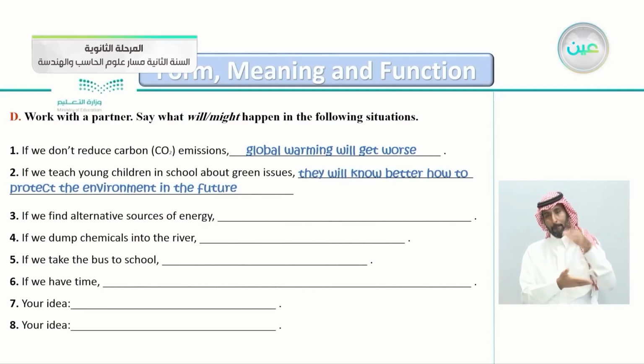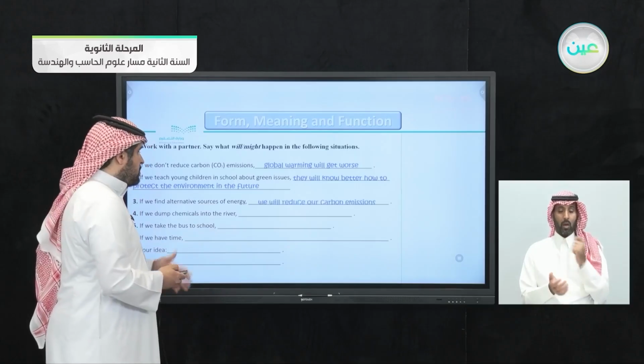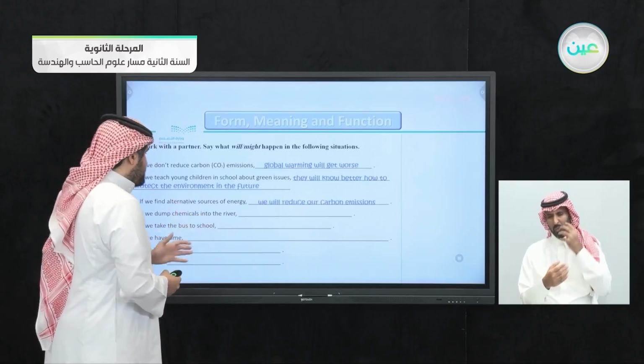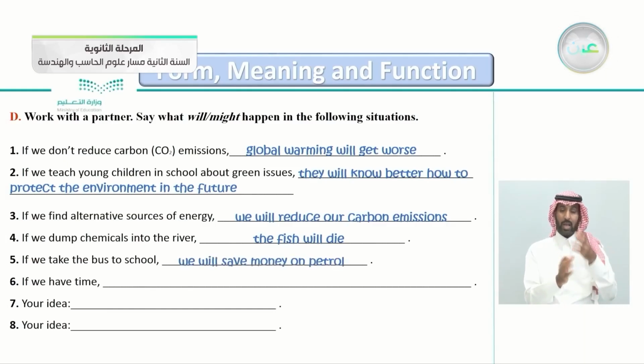Number 3, if we find alternative sources of energy, this is the if clause. What about the result clause? If we find alternative sources of energy, what will happen? I wrote, we will reduce our carbon emissions. If we dump chemicals into the river, of course, bad things will happen. I wrote, the fish will die. This is a fact here. If we take the bus to school, so give me a result clause here. If we take the bus to school, we will save money on petrol.